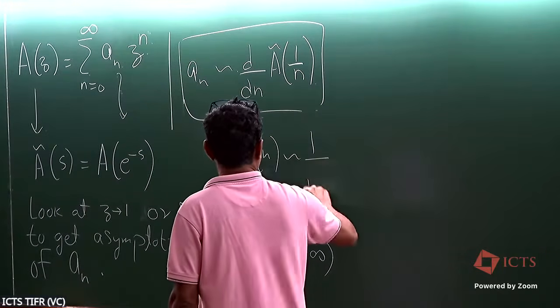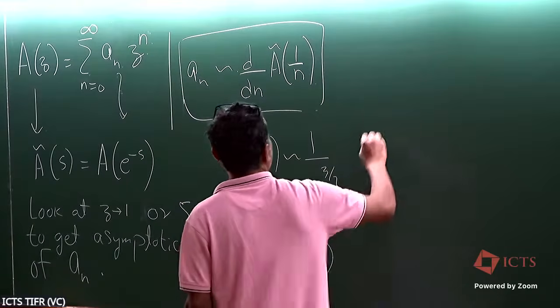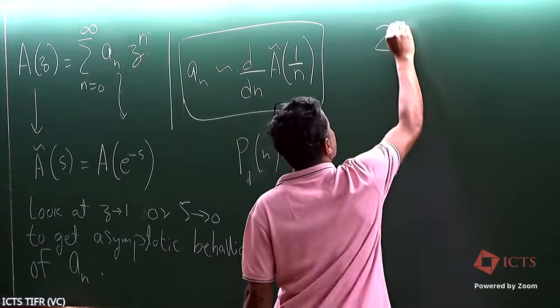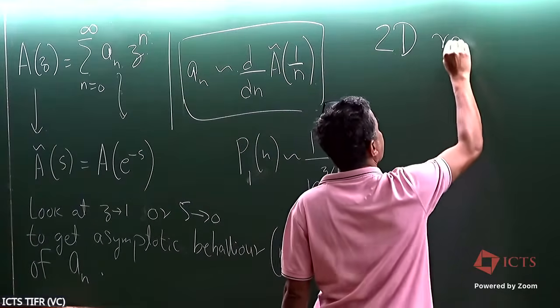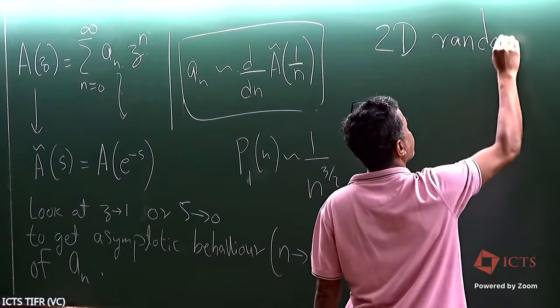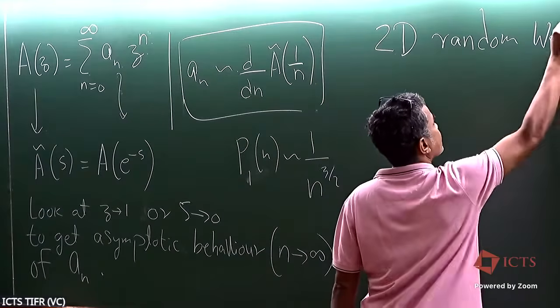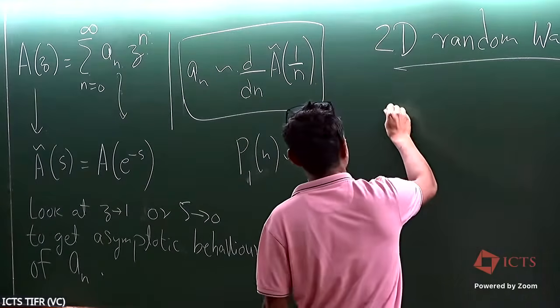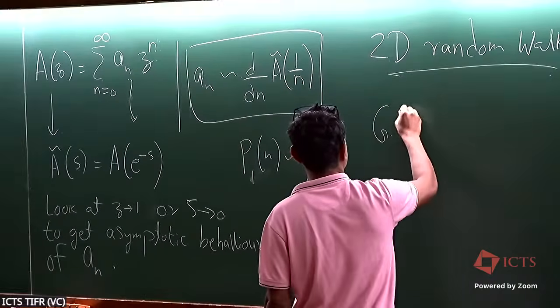Okay, now let's do the 2D case. So first we have to find G, so G 0.